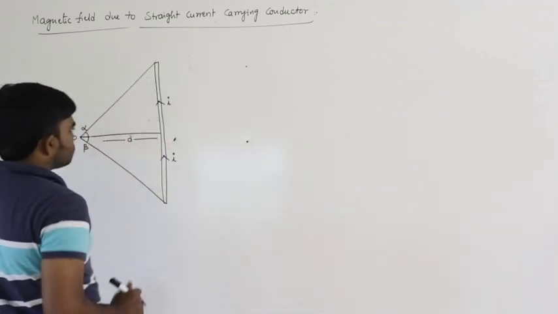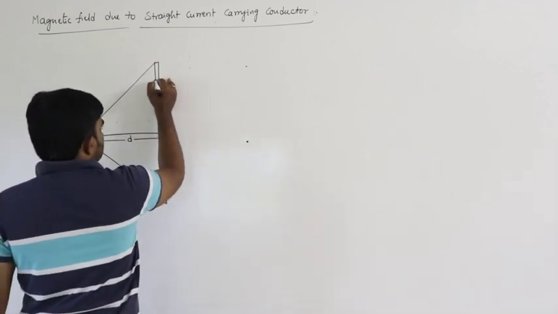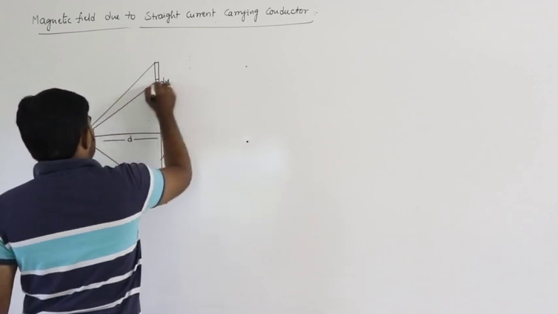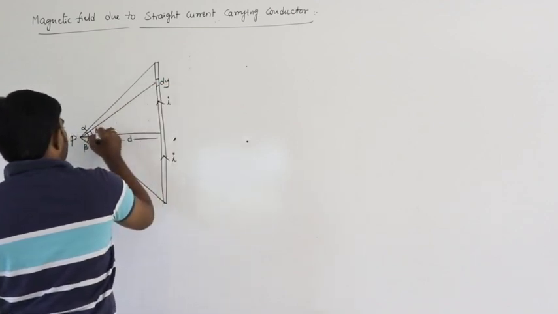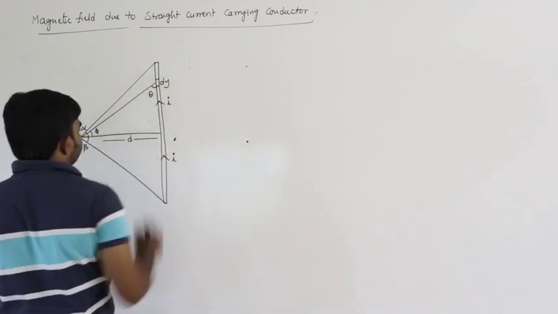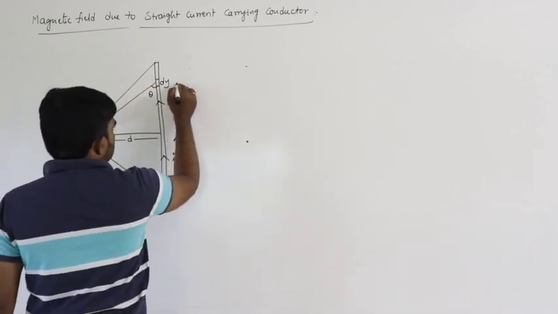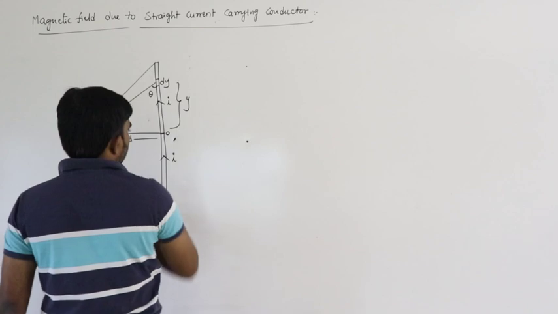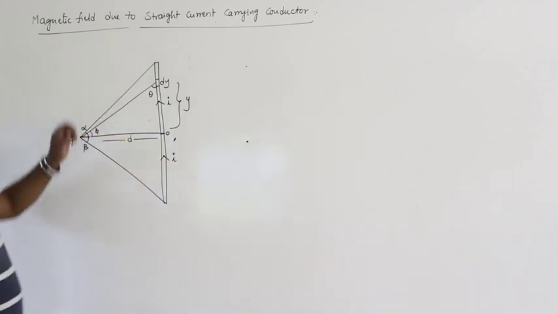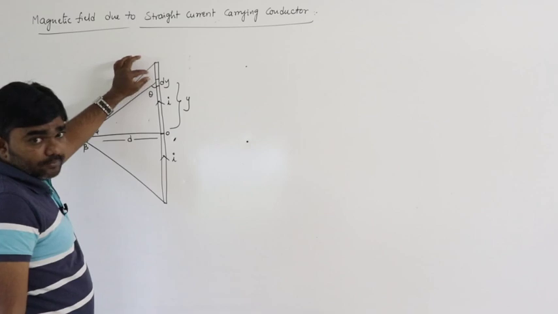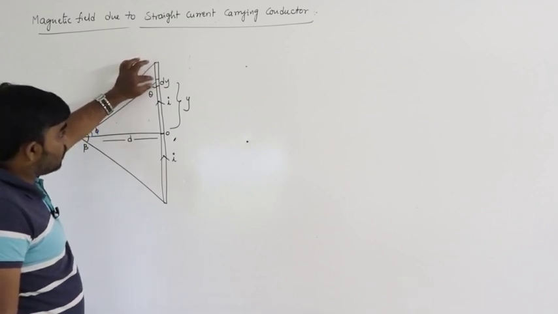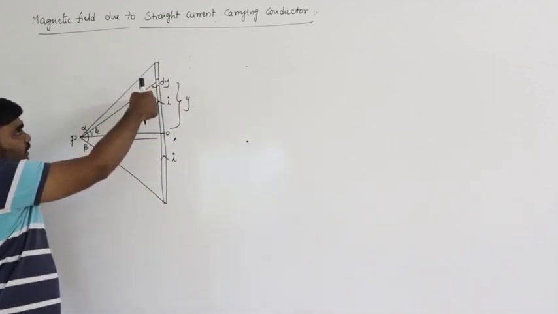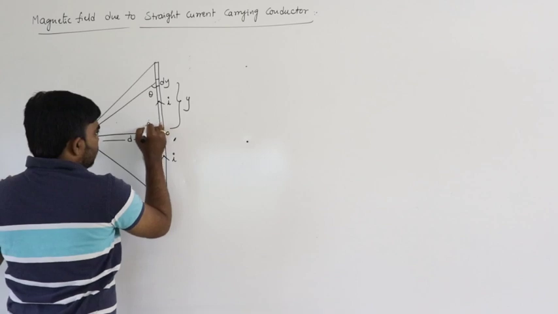So now, just for our convenience, I am considering a small length element dy at a distance y from the center. Let us say it is the center O. Here we are considering the small length element dy at a distance y from O, at an angle phi, and this angle is theta. This is 90.